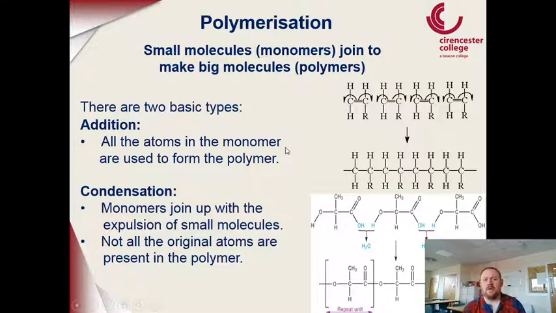A quick question for you: what is the atom economy of that process? What I'm hoping you're going to say is 100%, because the only product we get is the polymer. There are no other products, so the definition of atom economy is the formula mass of your desired product divided by the formula mass of all products. And because it's the only product, it means by definition it's going to be 100%. We talk about condensation polymers mostly next year during the second year.